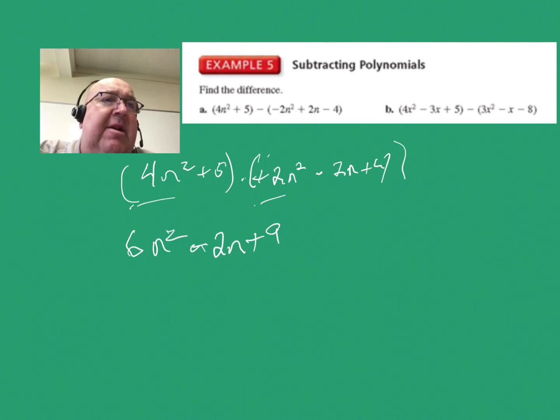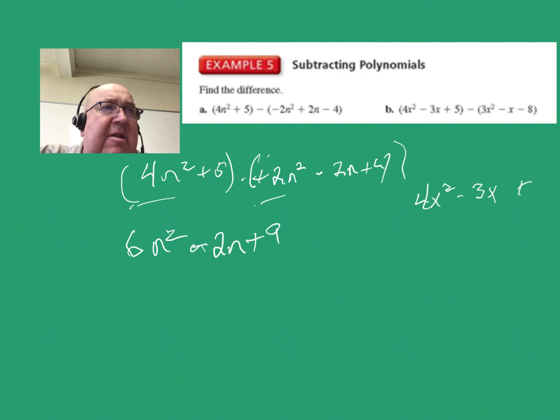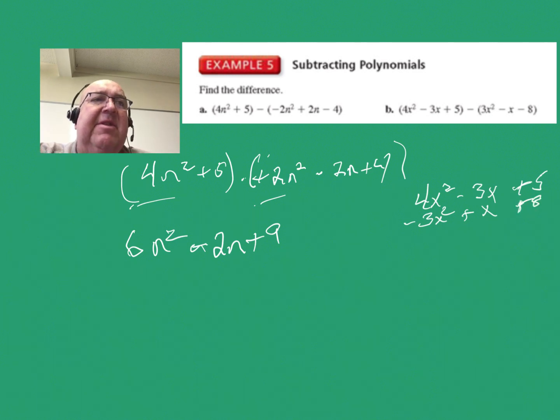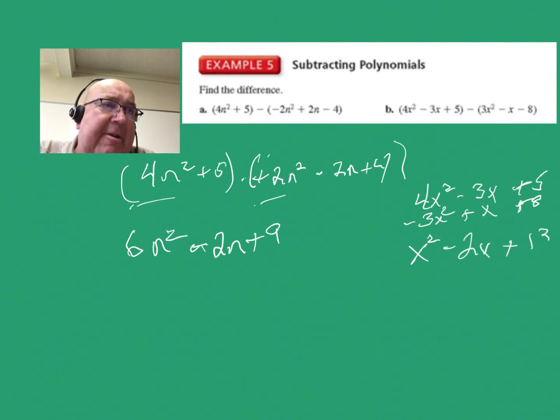Once again, for b, I have 4x squared minus 3x plus 5. And then I'm going to put minus 3x squared down here. I'm going to add x, and I'm going to add 8, because all of the signs change because of the negative in front of the parentheses. We end up with x squared minus 2x plus 13.